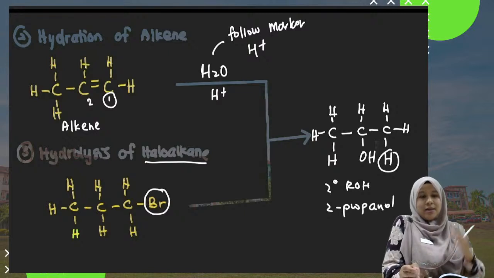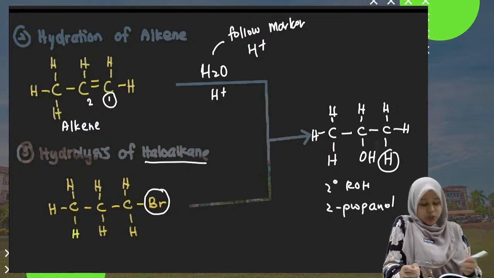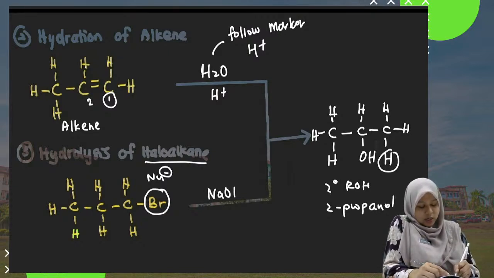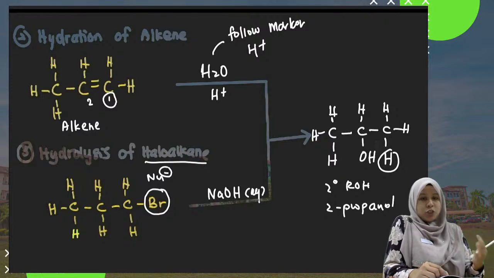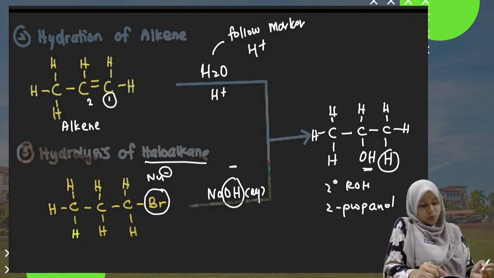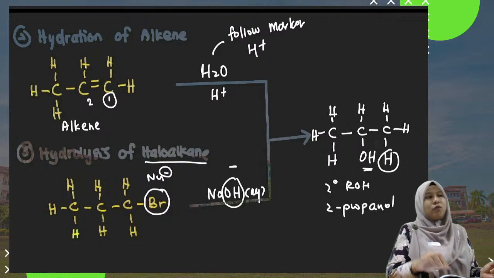So Br is negative, which means dia ada banyak elektron, so dia akan jadi nucleophile. So bila dia buat hydrolysis, dia react dengan water ataupun kita boleh react dia dengan NaOH aqueous. Okay, KOH potassium hydroxide in aqueous solution. So OH here is negative, also nucleophile. So bila Br negatif keluar, dia akan gantikan dengan OH. So produk kat sini OH akan ganti dekat tempat Br. Okay, so kita akan dapat formation of alcohol juga.